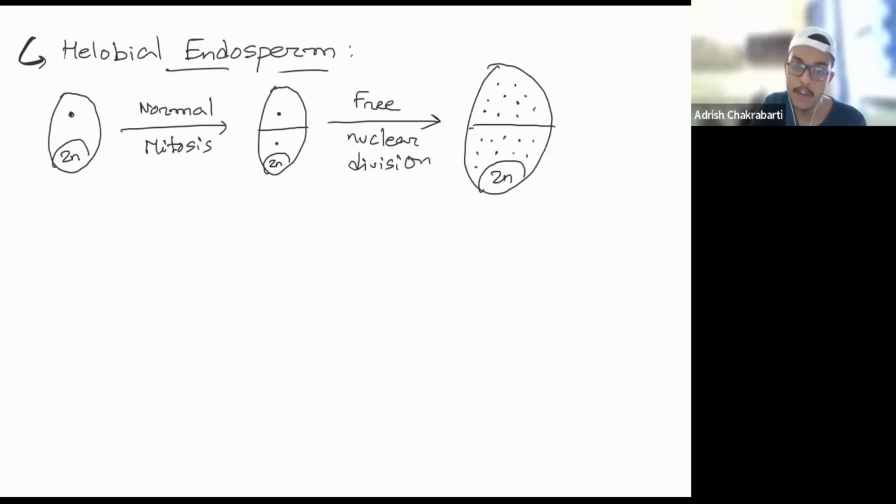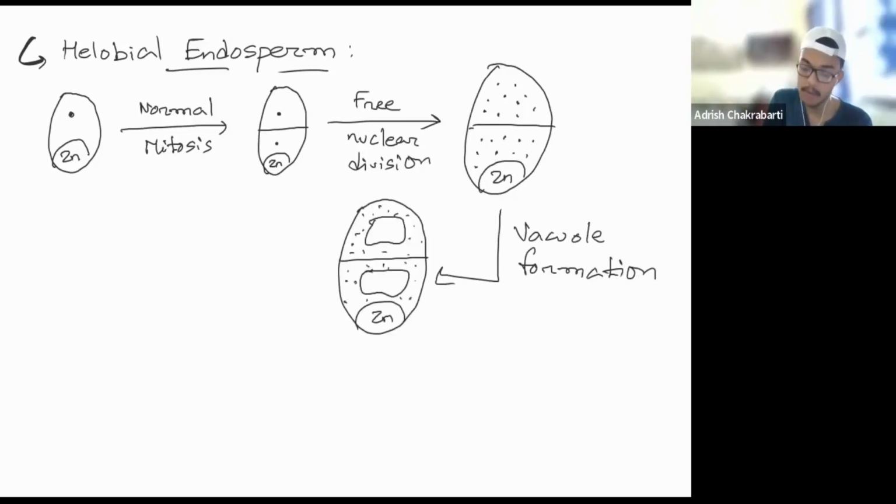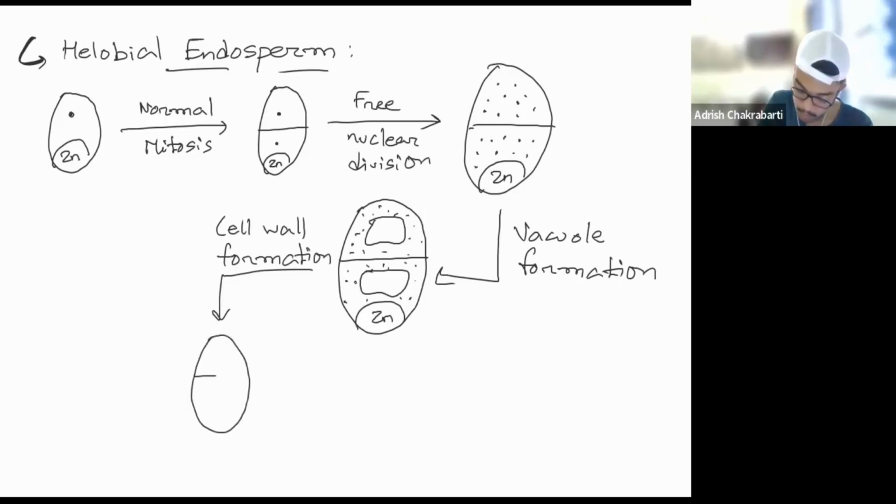Then we are observing free nuclear division. Then what follows free nuclear division is obviously, you guys are already aware of that, vacuole formation. And the last step, obviously, you get it right, cell wall formation, leading to the formation of our halobial endosperm. So now our halobial endosperm is ready for action, if we can say so.